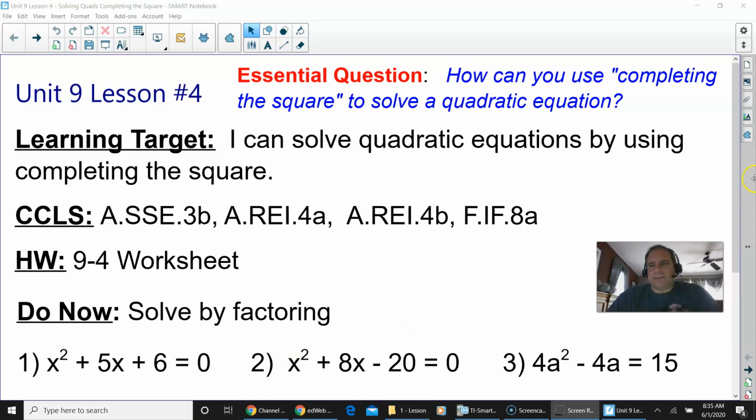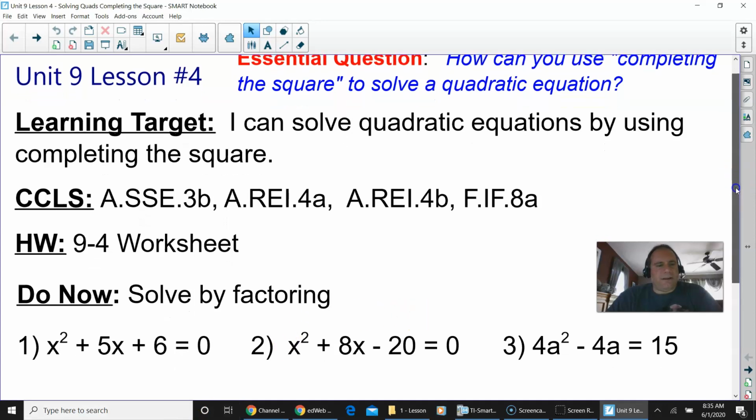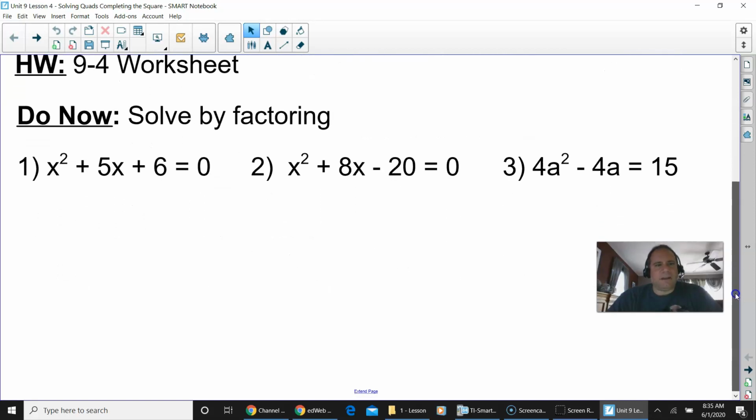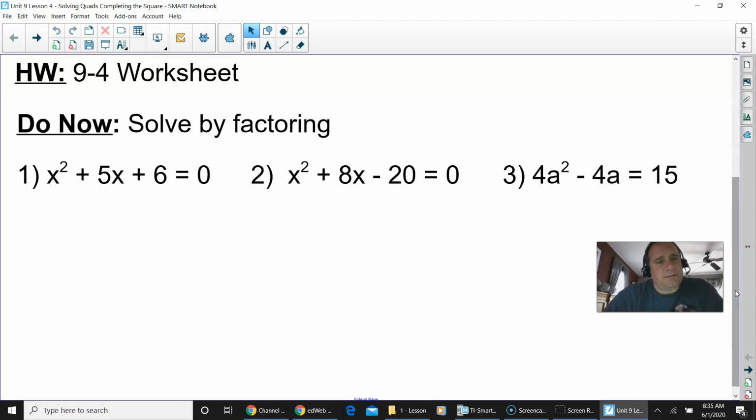So the do now says solve by factoring. We're going to move down, and we are going to solve all of these by factoring. I'll do the first one with you, and then you can take the second and third to see if you could do it on your own.